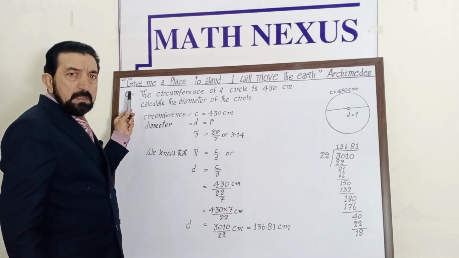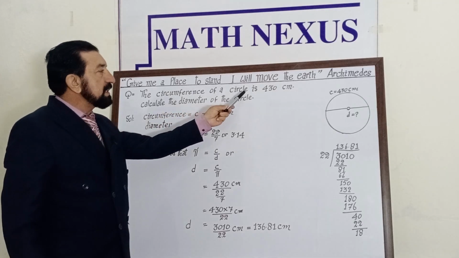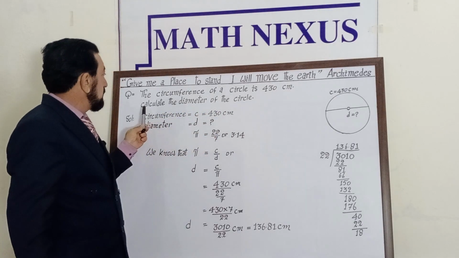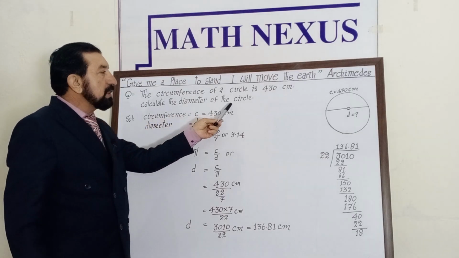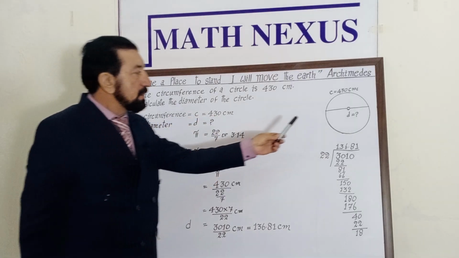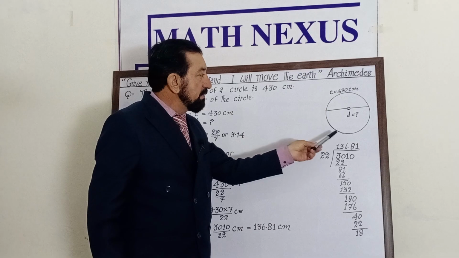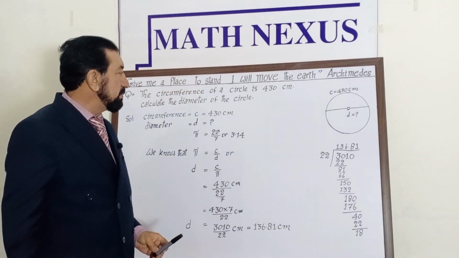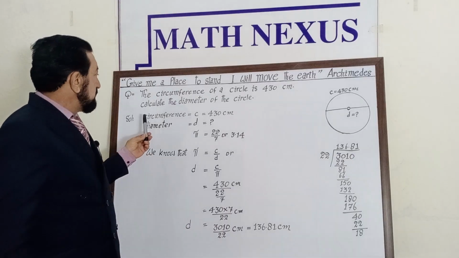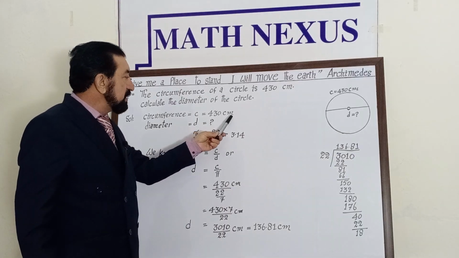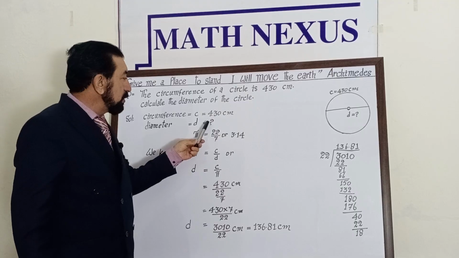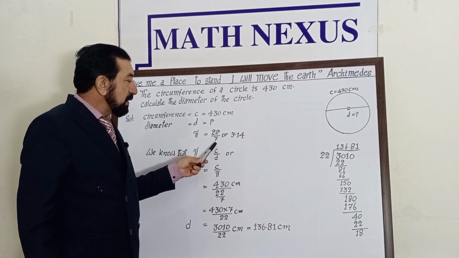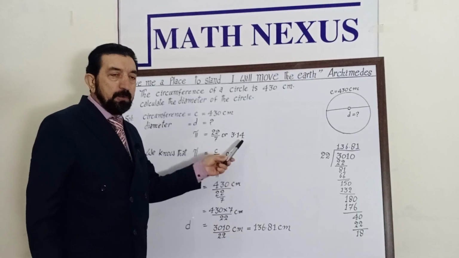Look at the question. The circumference of a circle is 430 centimeter. Calculate the diameter of the circle. Diameter is unknown. Circumference is already given, 430 centimeter. Circumference C equals 430 centimeter. Diameter D is unknown. Pi equals 22 upon 7 or 3.14.